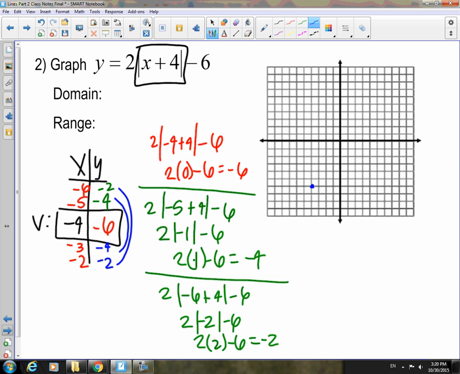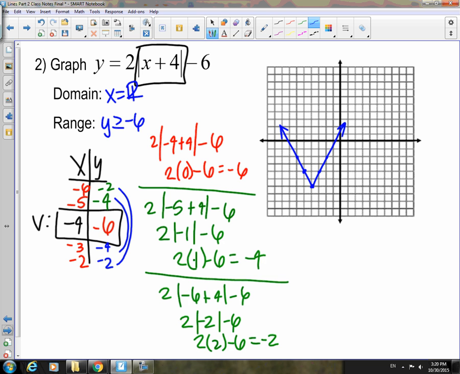And then -5, -4. And then -6. And then those will reflect around your vertex, and then again you have your V shape. Again, if I look at my domain and range, my domain again is going to be all reals. Again, I have a low point, and that is a y value of -6. So I'm going to say y is greater than or equal to -6.